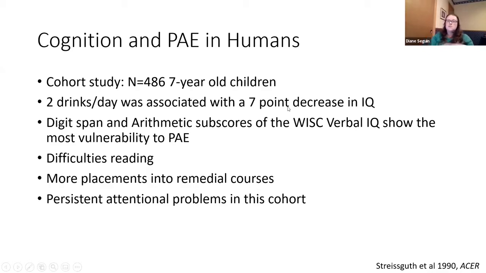What they found was that just 2 drinks a day was associated with a 7-point decrease in total IQ scores in the children who had the exposure compared to the controls. In particular, the digit span and the arithmetic subscores were the most vulnerable. These were the 2 areas that showed the most significant decreases in relation to the alcohol exposure. Parents reported that these children had more difficulties reading compared to controls, and there were many more placements into remedial and special education courses than for children who didn't have this exposure.